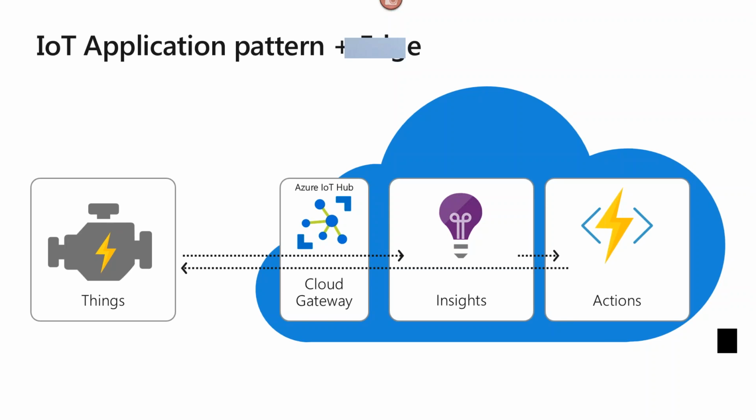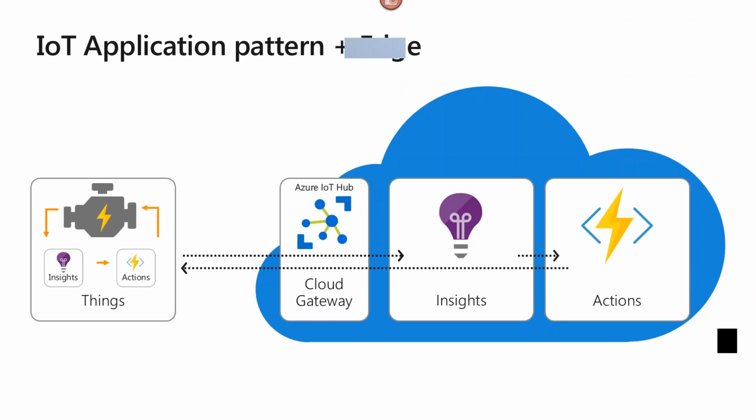But in the scenario we just showed you, I might want to actually run those insights and actions at the things level. I might want to push that intelligence to the device so that I don't have to guarantee that the internet is up before I can take action. I don't have to rely on low latency cloud scenarios to make sure I take action when the device starts having a small failure and preventing that from becoming a catastrophic failure. I might want to run those insights and actions locally. This is exactly where IoT Edge sits.